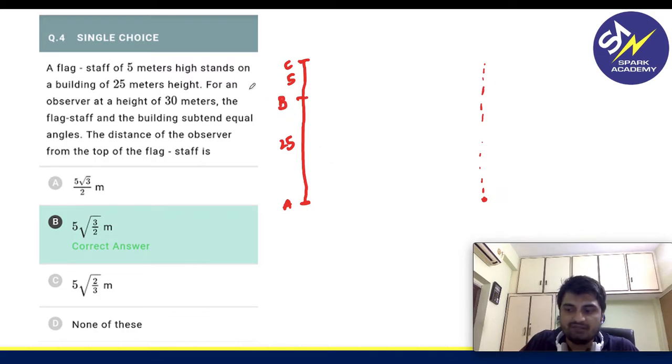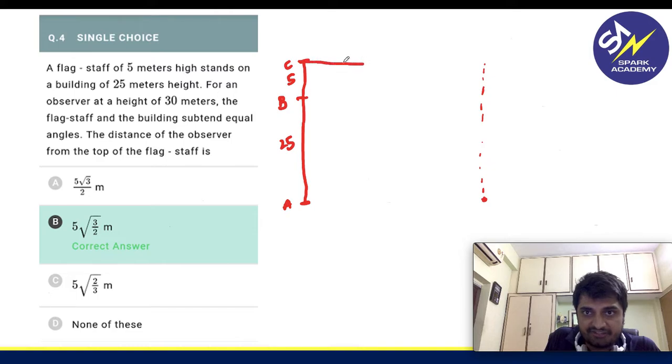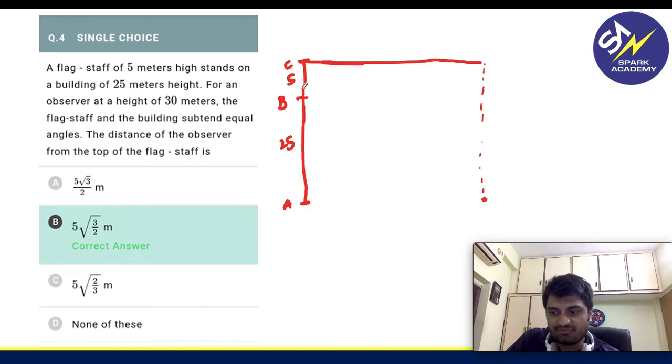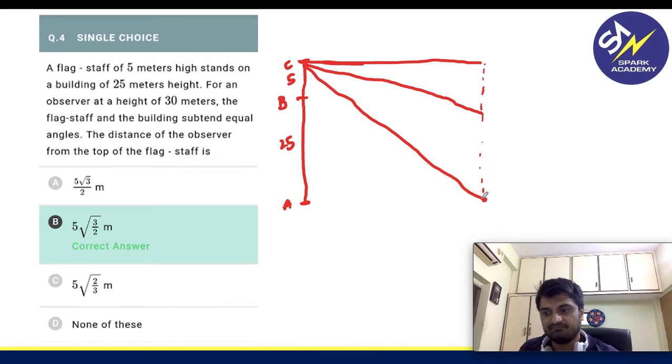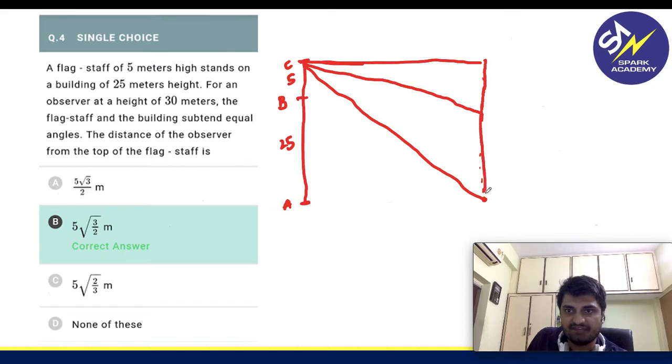correct? Now observe, from here to here, what they are saying is, now you can draw, extend the line like this. Now what he is saying is, from here to here, and from here to here, I will extend. This is where that observer is, right? From here to here, so this is also 30 meters basically. Every calculation is the same. These two are same actually.